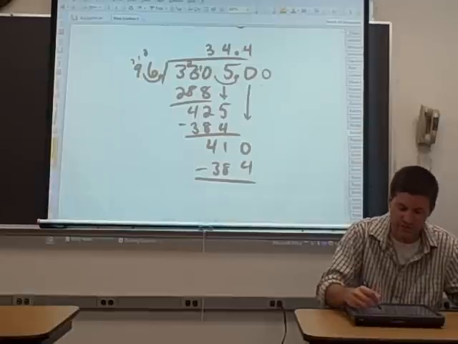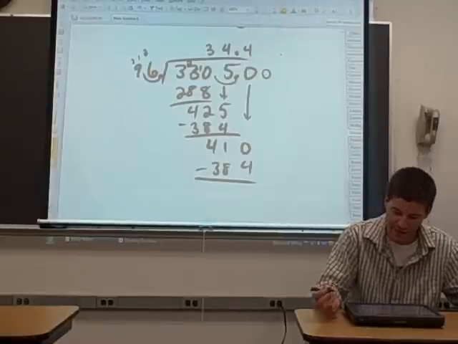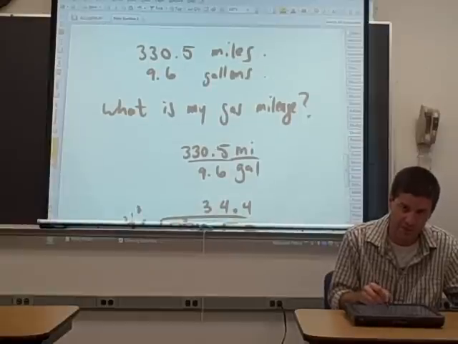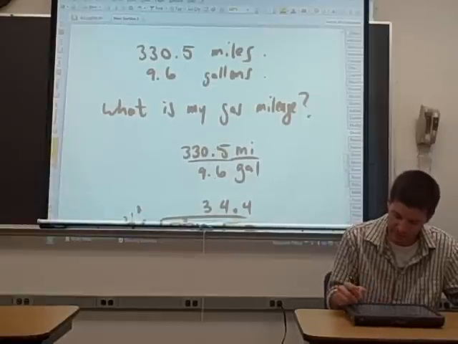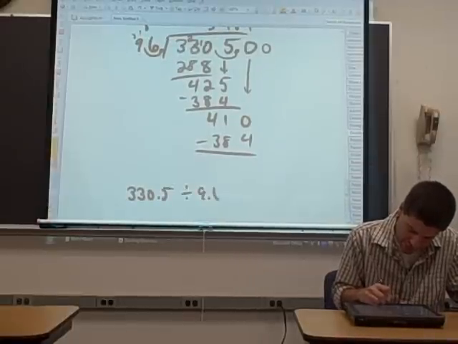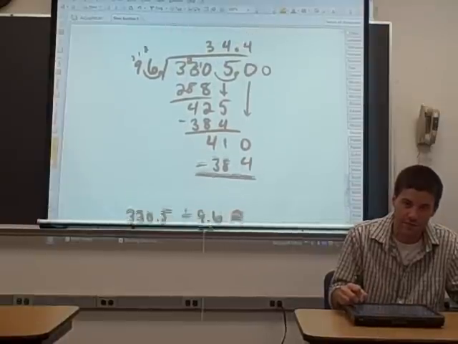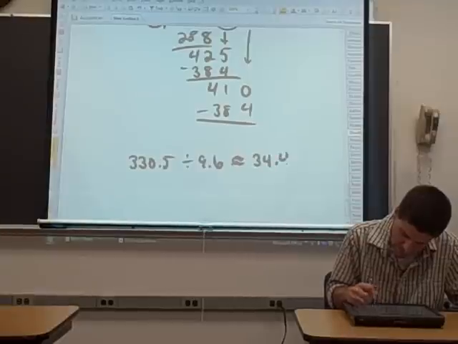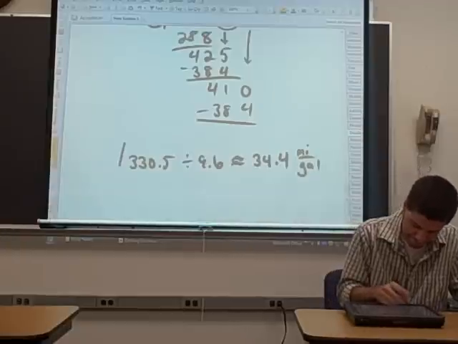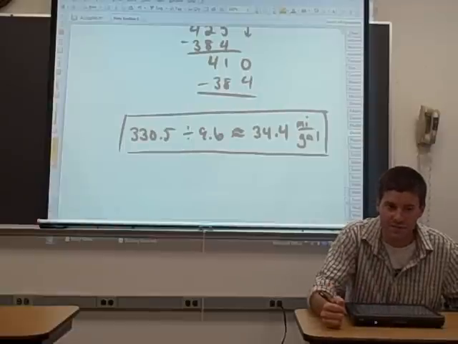We could continue this problem. Get a remainder, add another 0, get more decimal places. I'm pretty satisfied with 34.4, so I'm going to leave it as that. So the original problem was, what is 330.5, my miles, divided by 9.6, my gallons? And we got that 330.5 divided by 9.6 was approximately 34.4. And if we wanted units on that, the units would be miles per gallon. There we go, good job. That's it for this video. I'll see you in the next one.